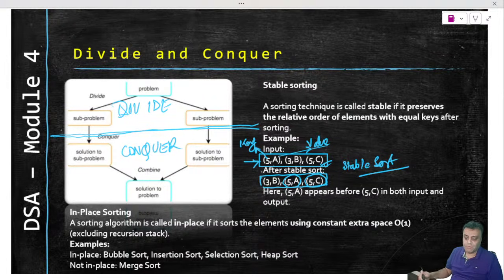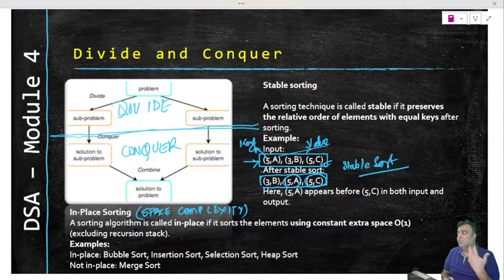In-place sorting is always considered to be associated with space complexity, right? So this is what you have to remember. In-place is not with respect to time. It is always with respect to space complexity. Now, in order to sort, if you are not using any extra space... In terms of space, we use words. In terms of time, we use order, right? So order of time, order of words.